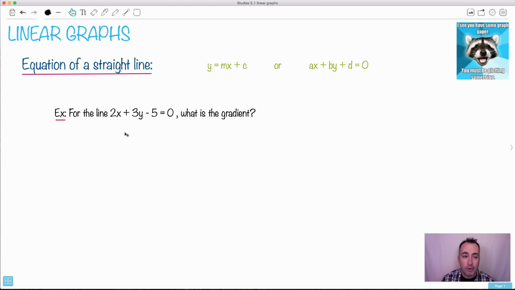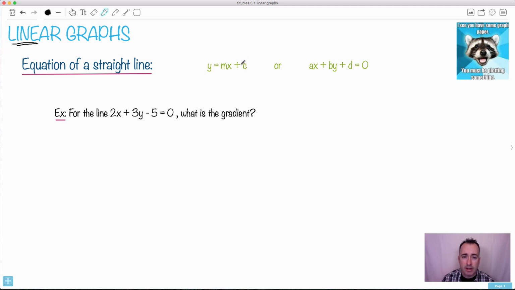Linear graphs are all about graphs of, oddly enough, straight lines. Remember, the trick to linear is that it has the word line in it. See that? There it is, line. So a straight line, you've probably seen this equation many times before, this y equals mx plus c form.